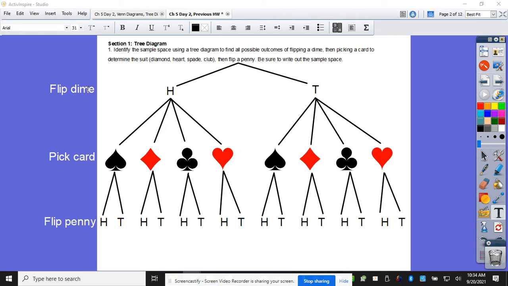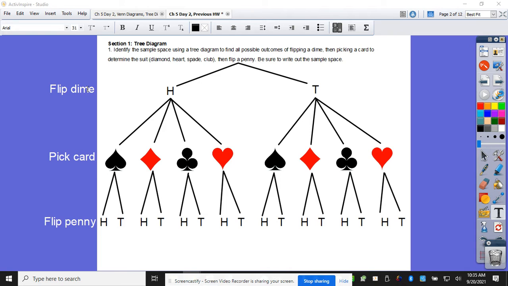So 2 options for the first one, heads or tails. Off of each of those, you have options of each of the suits: spades, diamonds, clubs, hearts. And then the third one would be flip a penny, which means you have heads, tails off each one of these. So what is the first result in the sample space? Heads, spades, heads.